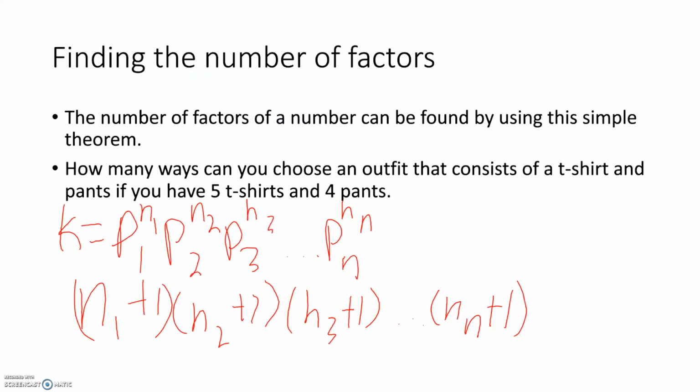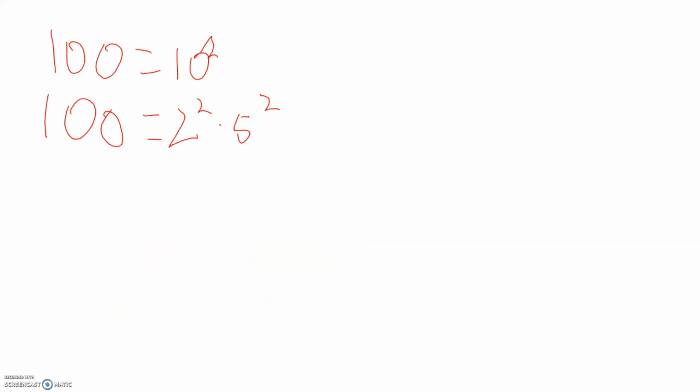So now if we go back to our theorem, it states the number of factors of 100 is just 2 plus 1 times 2 plus 1, since 2 is just the exponent, and we're essentially just adding 1 to each exponent and multiplying all of them together. So the number of factors of 100, 2 plus 1 times 2 plus 1, is just equal to 9. So now for the proof.